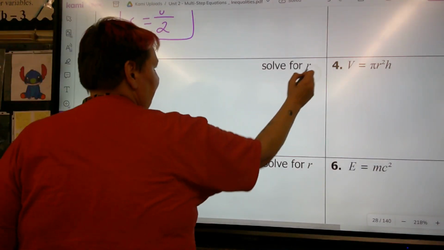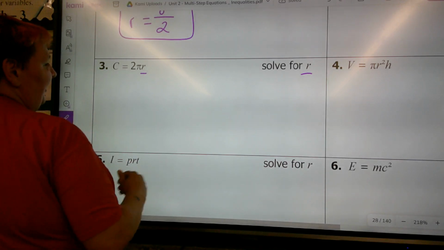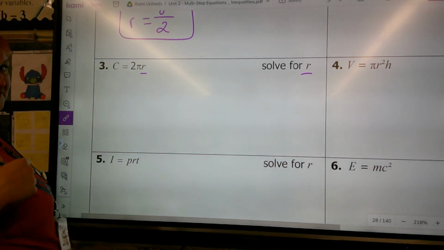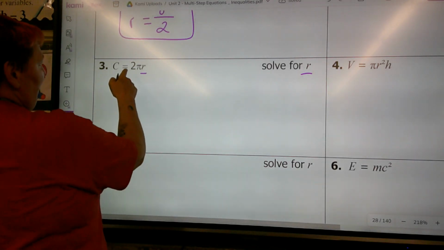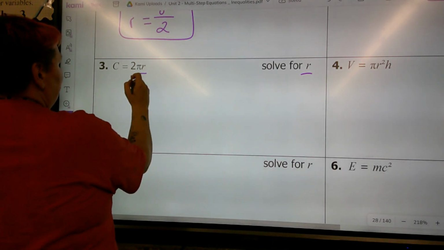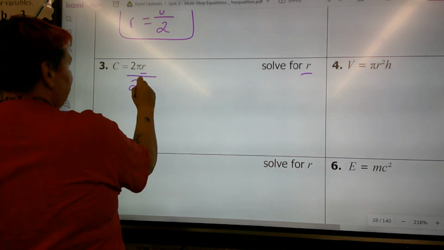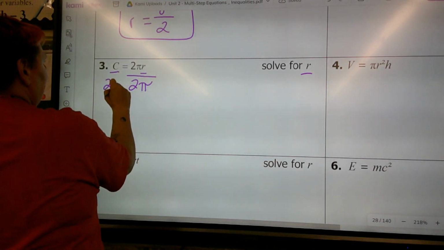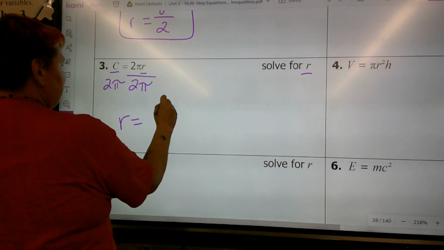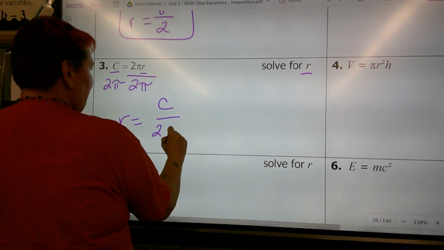Solve for R again. Right? I underline it to remind myself what I'm solving for, what I'm isolating. In the way is this 2 times pi, so divide by 2 times pi. So R equals C over 2 times pi.